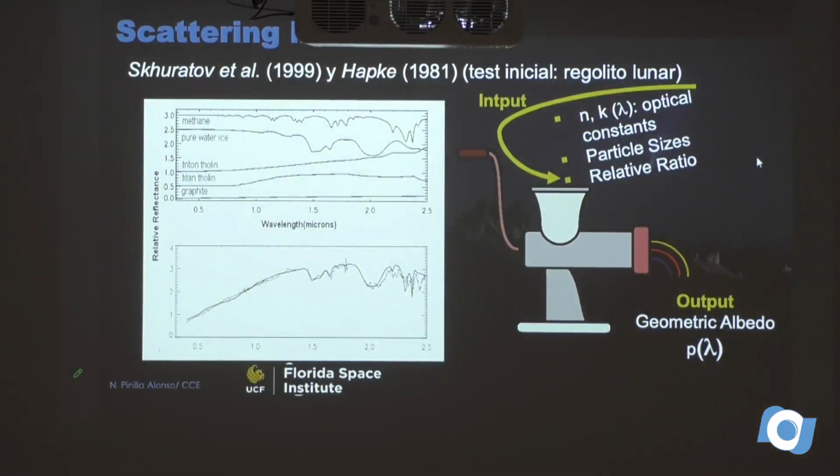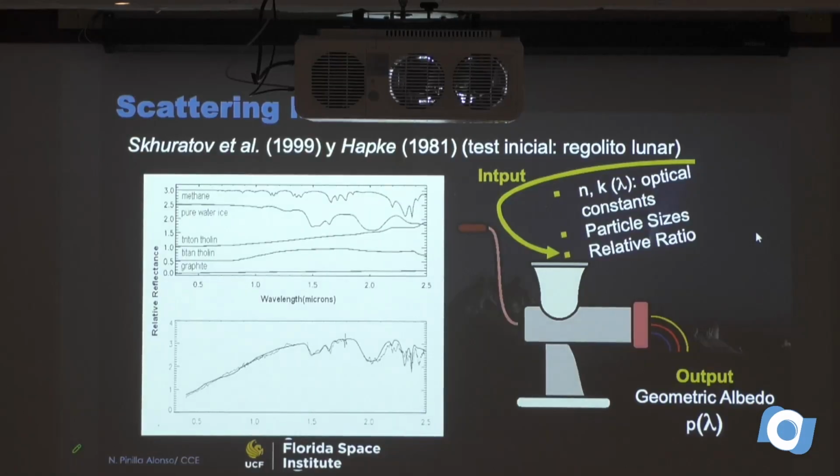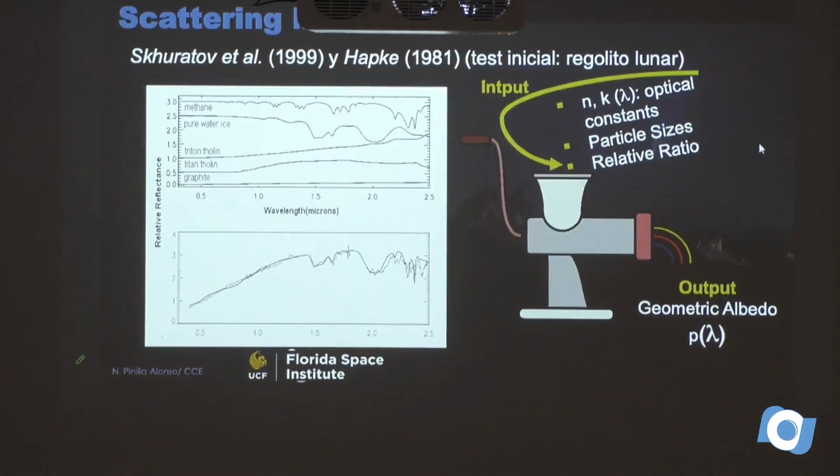Which are the other variables in this? You have the optical constants, but you also have to consider the particle size, because the behavior of the light is going to be different inside the particle and outside of the particle while it travels to the next particle. So depending on how big or small the particle is, the scattering is going to be different. And it takes into account the relative ratio of all of these ingredients.